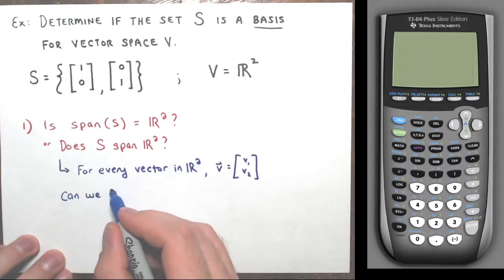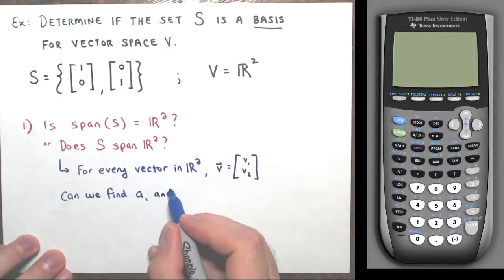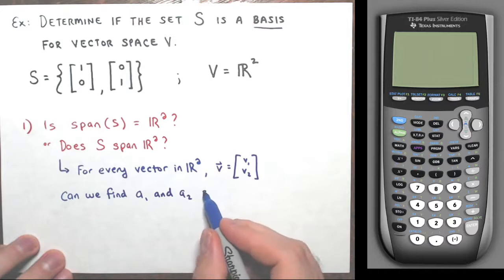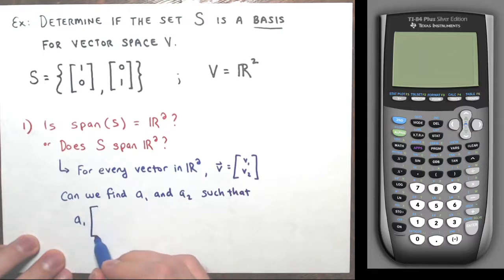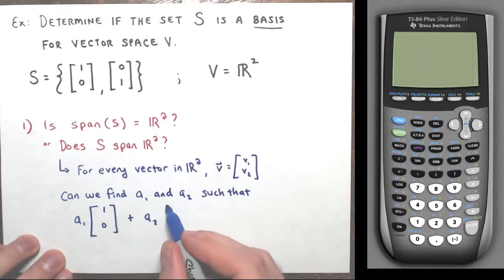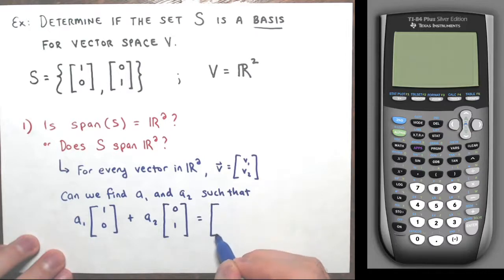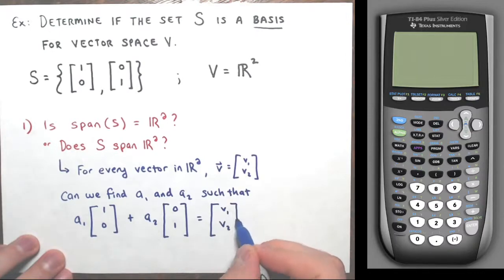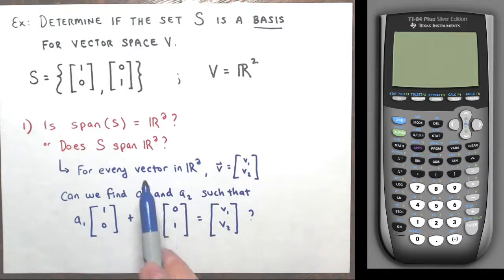can we find, say, A1 and A2, these scalars, such that A1 times (1, 0) plus A2 times (0, 1) is equal to this vector V1, V2? Right. In other words, can I take any vector from R2 and write it as a linear combination of the vectors in S?